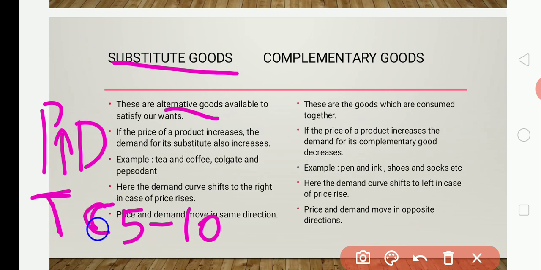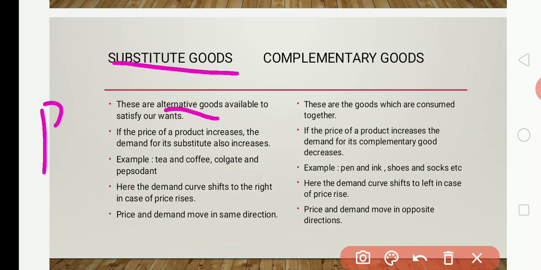Tea and coffee are substitute goods. Before it was sold for 5 rupees. Now suddenly the coffee price has been increased from 5 to 10. When the price increased from 5 to 10, what happened to the tea? The demand for tea will be increased because of its substitute goods. Okay, so that is substitute. If the price of a product increases, the demand for a substitute also increases. So such goods are called substitute goods.